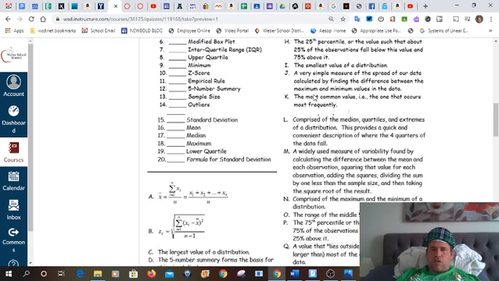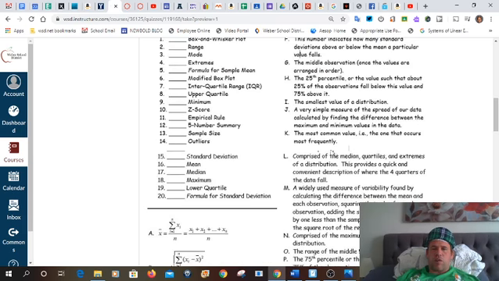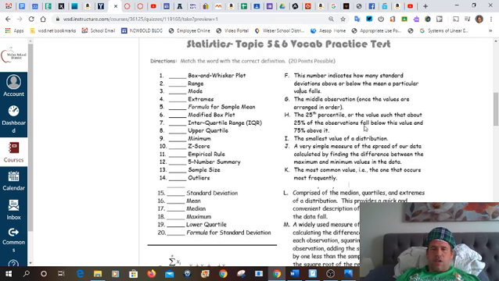Okay, so then let's see. Comprised of widely used measure of variability found by calculating the difference between the mean and each observation. No, that's the standard deviation. Super long one. Okay, let's see. Can you find the range? There it is. A very simple measure of the spread of data calculated by finding the difference between the max and the minimum. So the difference between the max and the minimum is what you want to focus on for the range. Max minus the min.